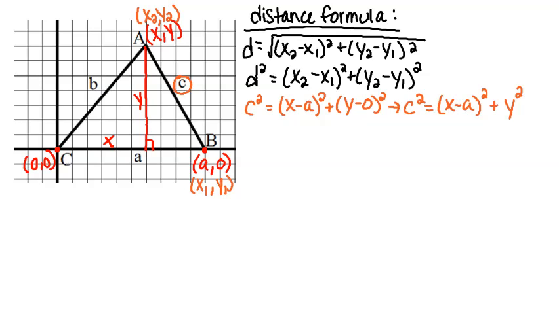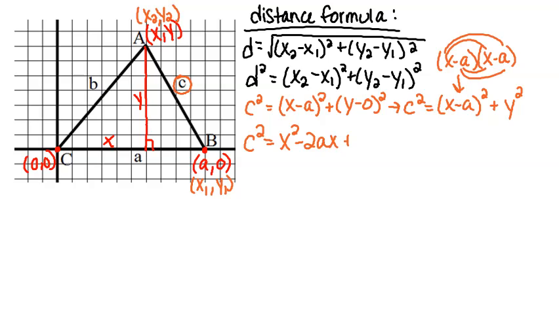So we're going to square out x minus a. Remember, this is the same thing as saying x minus a times x minus a. So if we FOIL, we do our first, outer, inner, last, and simplify, we're going to get that c squared is equal to x squared minus 2ax plus a squared, all plus y squared.